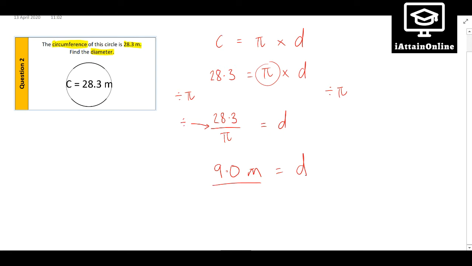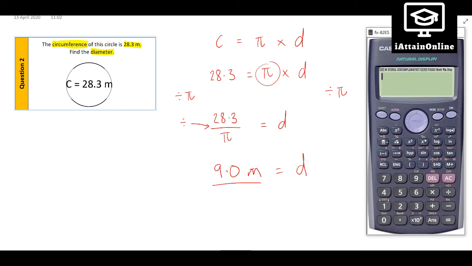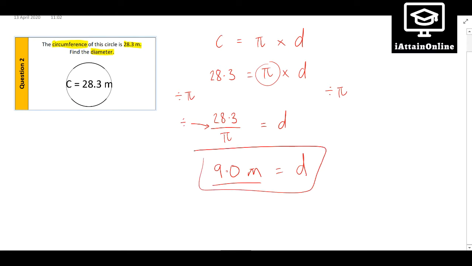Again, if the question asks you to find the radius, you'd first need to work out the diameter like we've just done there, but then you'd need to half your answer. It might also be worth mentioning that it might be a good habit to get into, especially when the math gets more difficult, of using this fraction button rather than the divide button. So 28.3, and then we're dividing that by pi, press equals, you get the same answer. Okay, that's it. That's example 2.